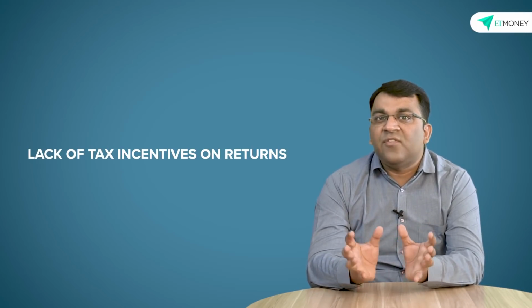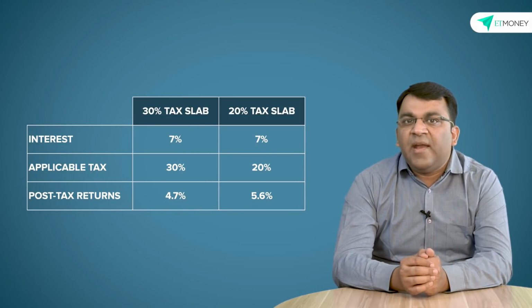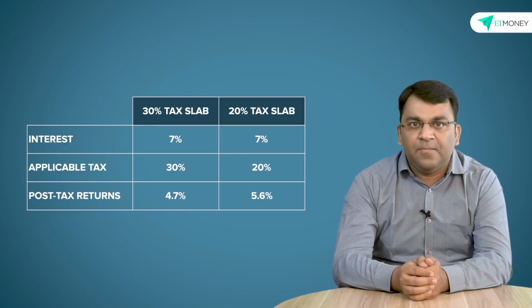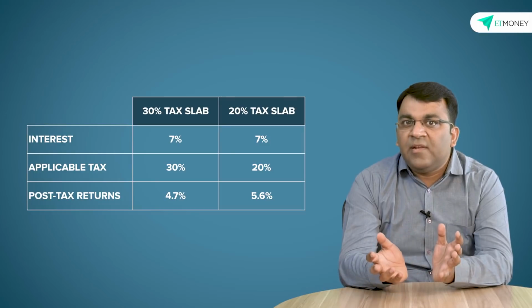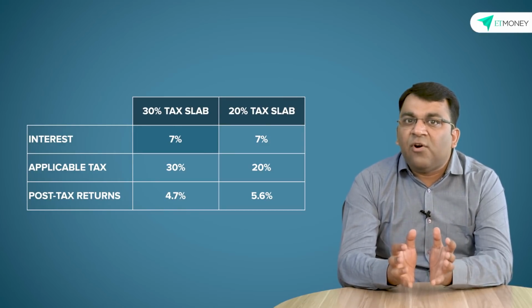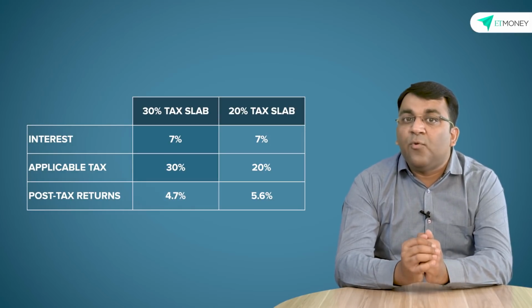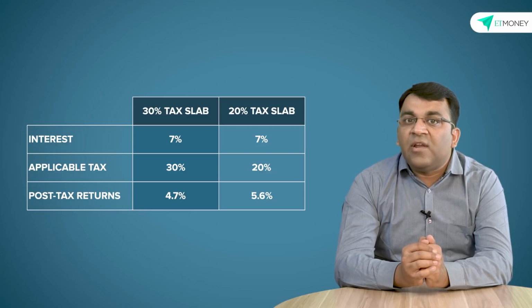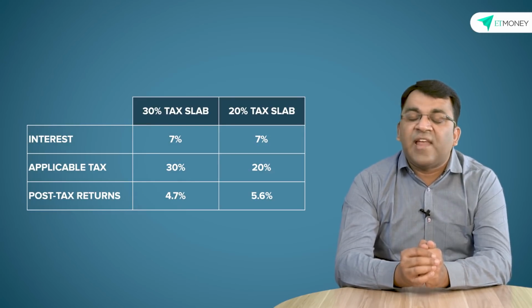A second demerit with regards to this platform, or more so with the instrument itself, is the lack of tax incentives on returns. Let me explain this. When one buys a government bond, the investor is paid an annual or semi-annual interest on the same. Now, this interest is fully taxable at the investor's income tax slab. So, for example, if a government bond fetches a 7% annual interest and the investor falls in the 30% income tax slab, then the post-tax return for that investor will be about 4.7%. That's something that all investors should be wary of and should look to always measure their returns on a post-tax basis only.